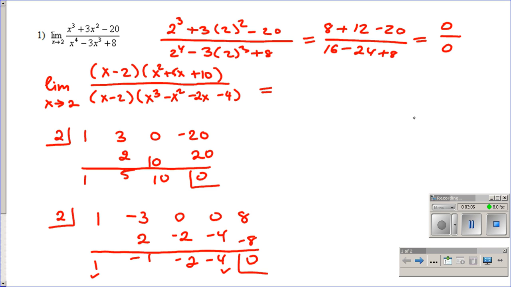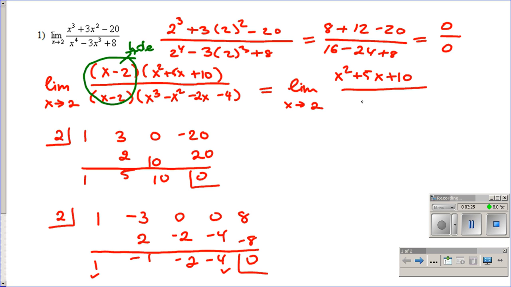Okay, so now this allows you to see that there is a hole at 2. And remember we said that if there's a hole, then the limits are going to be equal. So then we can rewrite this as the limit of x squared plus 5x plus 10 over x to the third minus x squared minus 2x minus 4. And then we're hoping that when we substitute 2 in, we actually get a number.